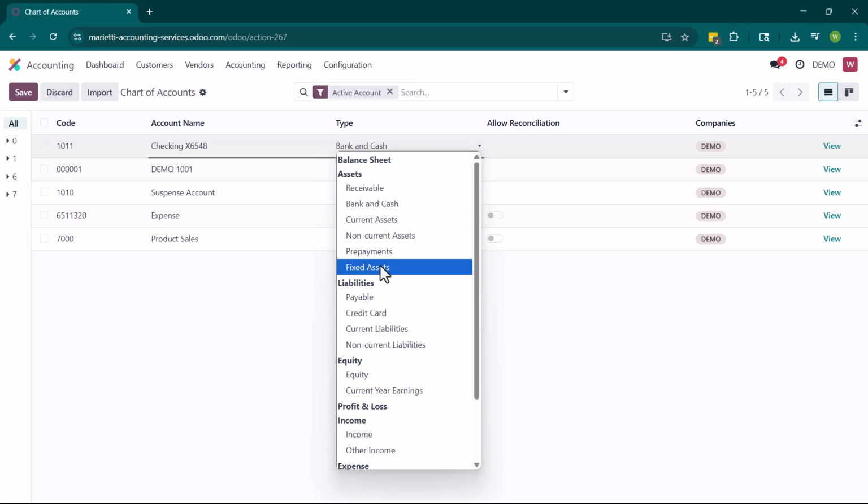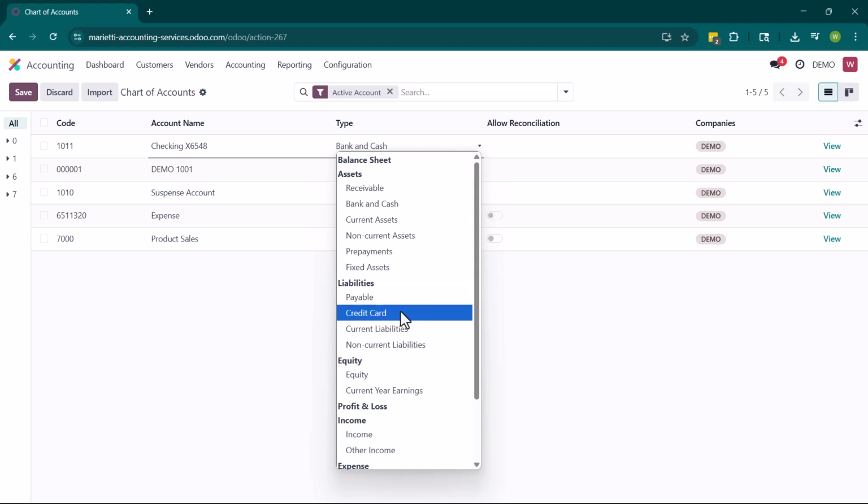Next, we're going to have liabilities. Liabilities are items that the business owes to somebody else, either a person or another company. And we have a couple of different liabilities here in Odoo. We have payables, which is where we've purchased something from a vendor and we have not paid for it yet. So we now owe that vendor money.